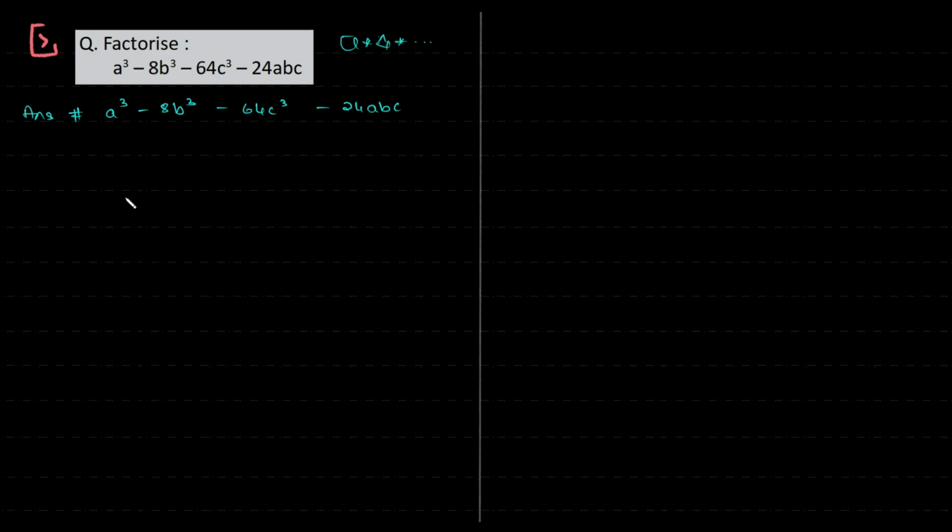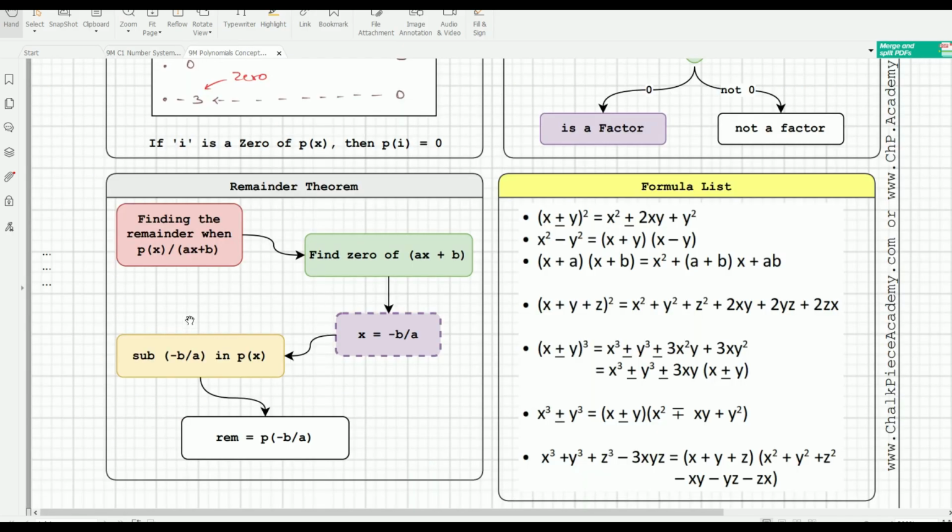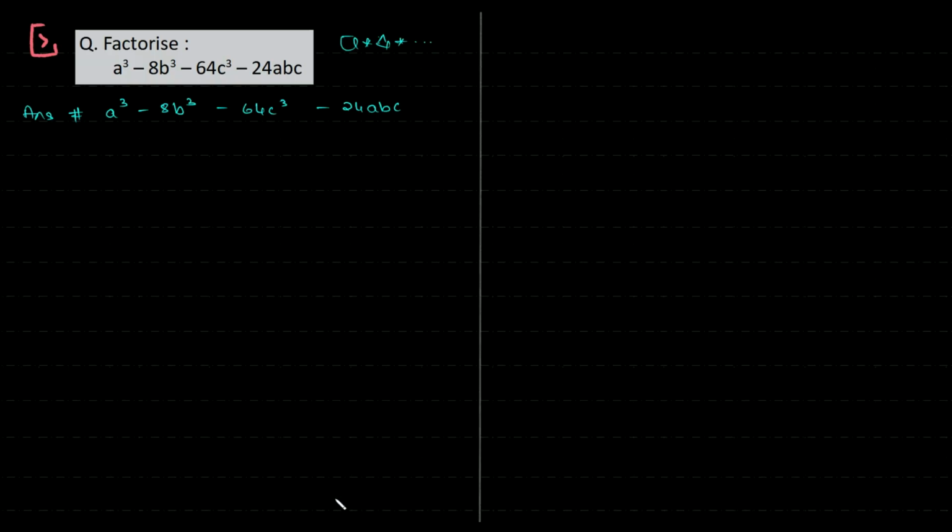So what identity are we looking at? Any idea? We have 3 to 4 terms, 3 are cubed and 1 is not cubed. Can you check which identity we are talking about? It's very simple and straightforward. It's the last one, right? So let's just write it. The remaining part will happen by itself.